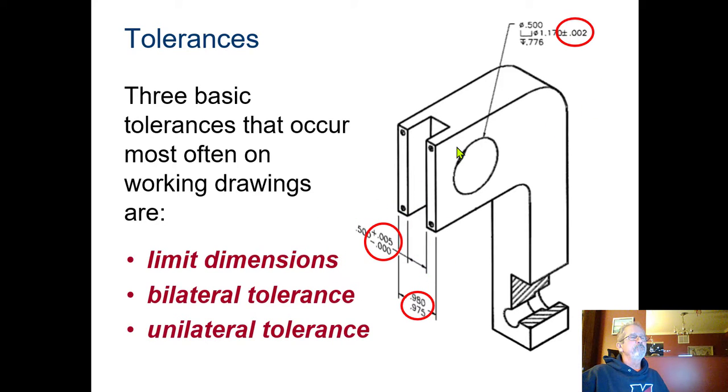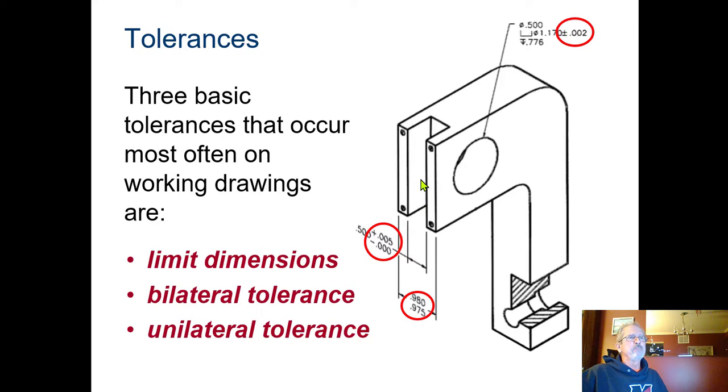The final one is unilateral. So it can only go one direction. We still use the plus and the minus, but one of them will be at 0 and the other will be bigger. So in this particular case, what they're saying is that in an ideal situation, it would be 1/2 of an inch, 500 thousandths of an inch, which is 1/2 an inch.